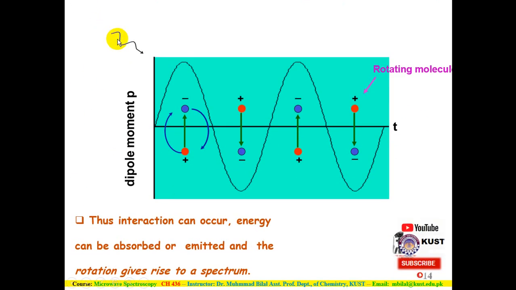If electromagnetic radiation comes, the electric field of the radiation interacts with the charge present on these ions in the molecule, and this causes rotation of the molecule, and we will get such a type of spectrum.